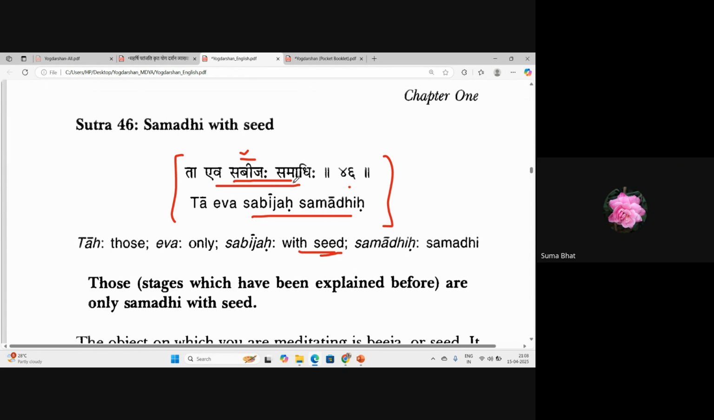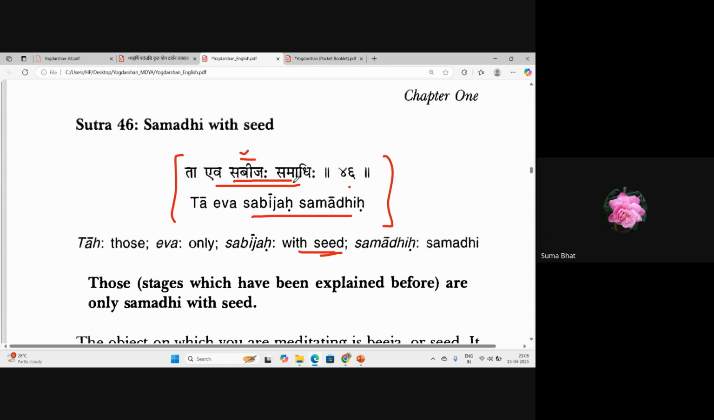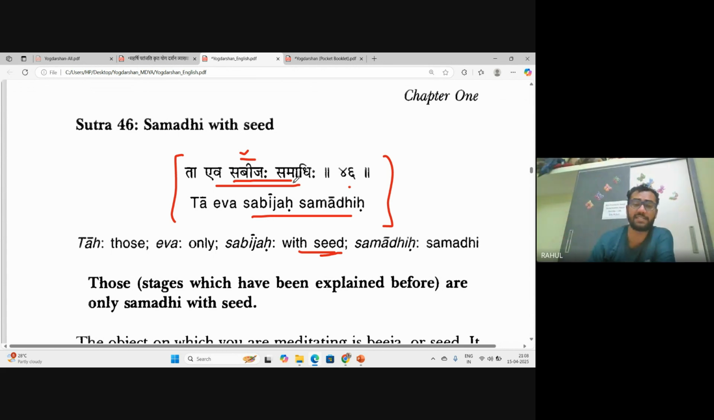In which Bhumi does Sabija Samadhi exist? Chitta Bhumi, Sampragya Samadhi we got. Sampragyat is the Sabija, na? Both are the same. Previously, what we were discussing, Vitarkanugat, Vicharanugat, all this means Sampragya Samadhi. This Samadhi, Maharishi Patanjali is telling, we call it Sabija Samadhi.